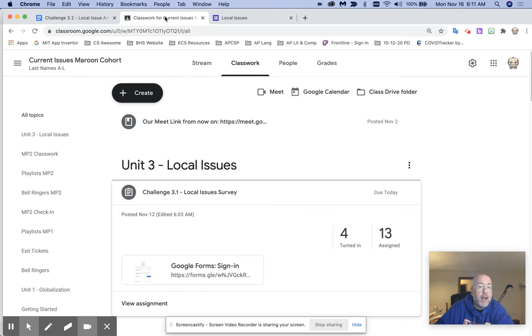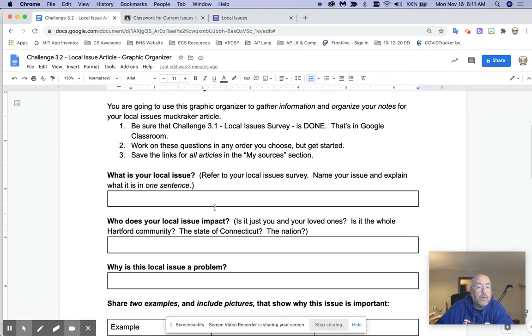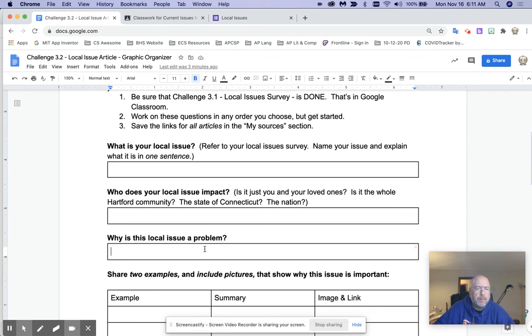The next thing that's going to happen is you're going to look at what's your local issue. That's the thing that's important to you. What is the one you are going to write about? I care about this. I'm going to write about this. Now, who does it impact? Does it affect just you, your family, the whole Hartford community, the state of Connecticut, the United States of America? Who does it affect? Why is it a problem? Why do I care? Homelessness. I'm not homeless. Why should I care? And of course I should care. You need to tell me why I should care.